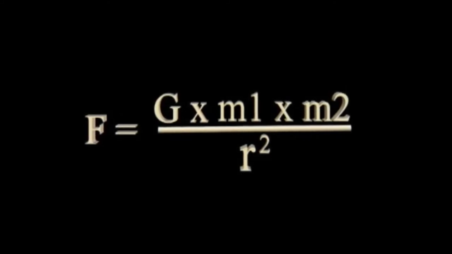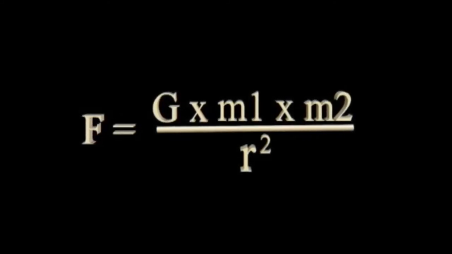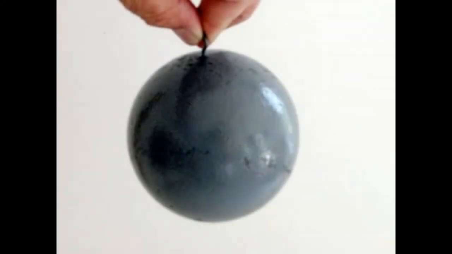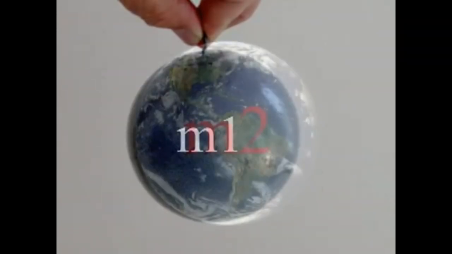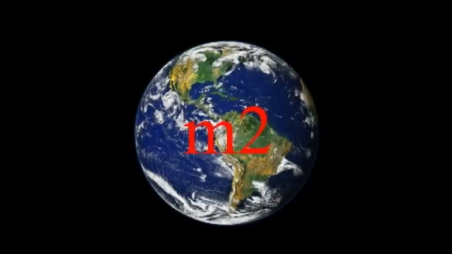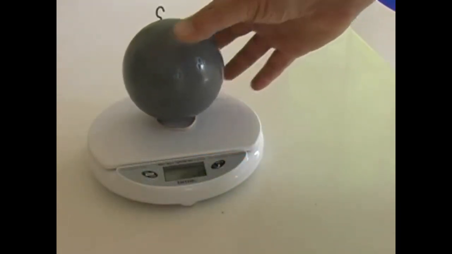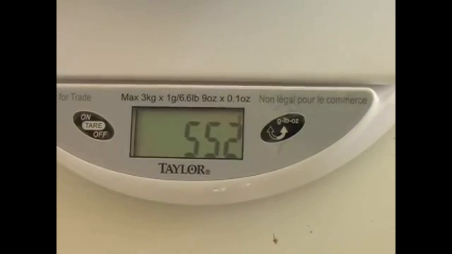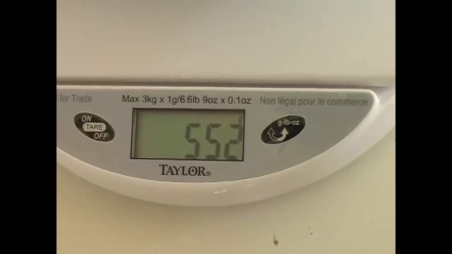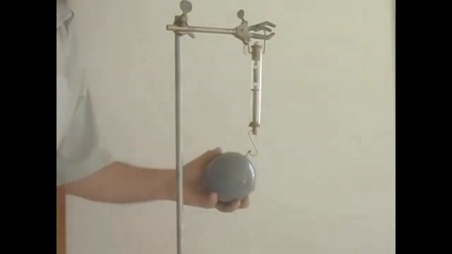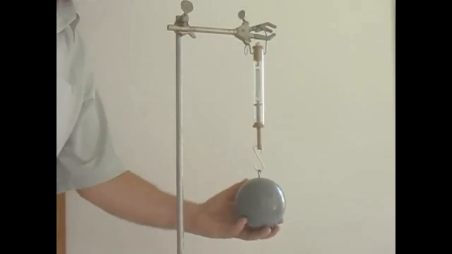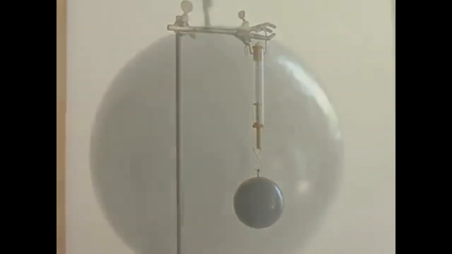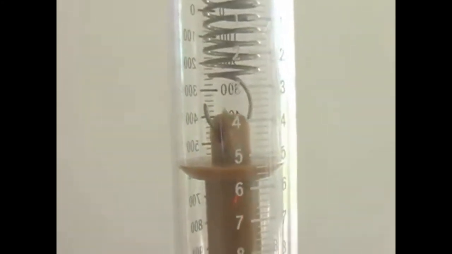The formula has two masses. The Earth will be one mass, and this sphere, a bocce ball, will be the other. I'll designate this sphere as M1, and the mass of the Earth will be M2. Sitting the bocce ball on our scales, we see that M1 has a mass of 552 grams. That's 0.552 kilograms. Next, we can determine force with a Newton spring scale. The force of gravity acting on the bocce ball is 5.4 newtons.